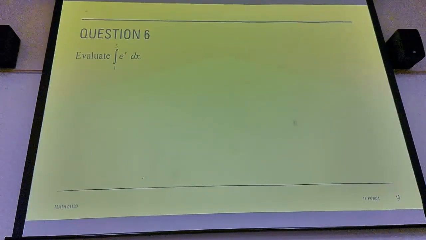Oh, this one's challenging. This one's probably the hardest one we do all day. It's the antiderivative.